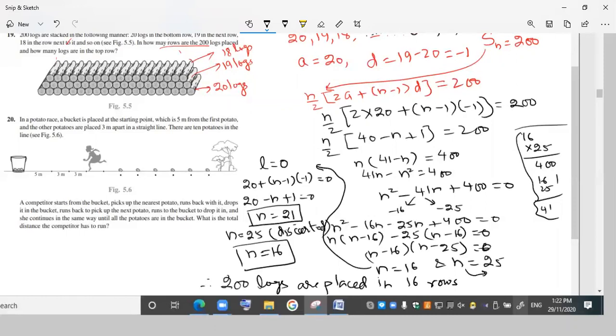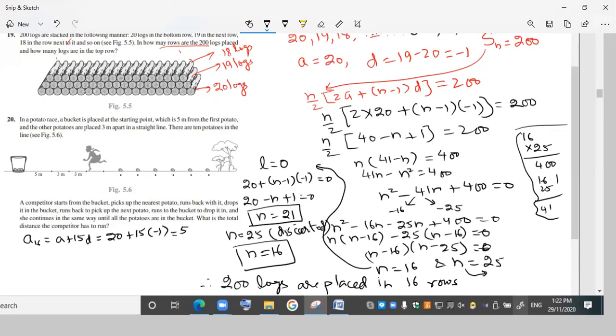This is just because of the negative sign, the negative common difference. 0 will come and then negative. That's why we have to check. Now, number of logs in the 16th row. How many logs will be in the 16th row? That means A16 we have to find. Simply, the 16th term will be equal to A plus 15D. A is 20 plus 15 into common difference, which is minus 1. So 20 minus 15 is 5.